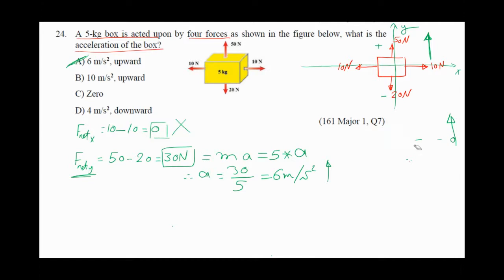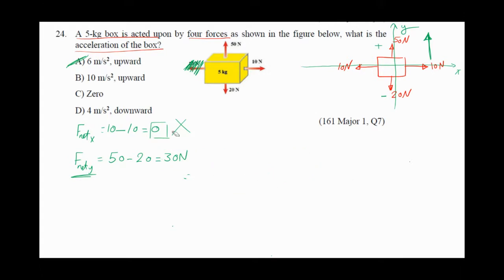So let's look at the other case. What if the net force in the x direction is not 0? Like let's cancel this 10 Newton here and consider only one of them. What will happen? In this case, I will cancel this 10 Newton. So we still have 10 Newton to the right. So the F net in the x direction is 10 Newton. And the F net in the y direction is 30.